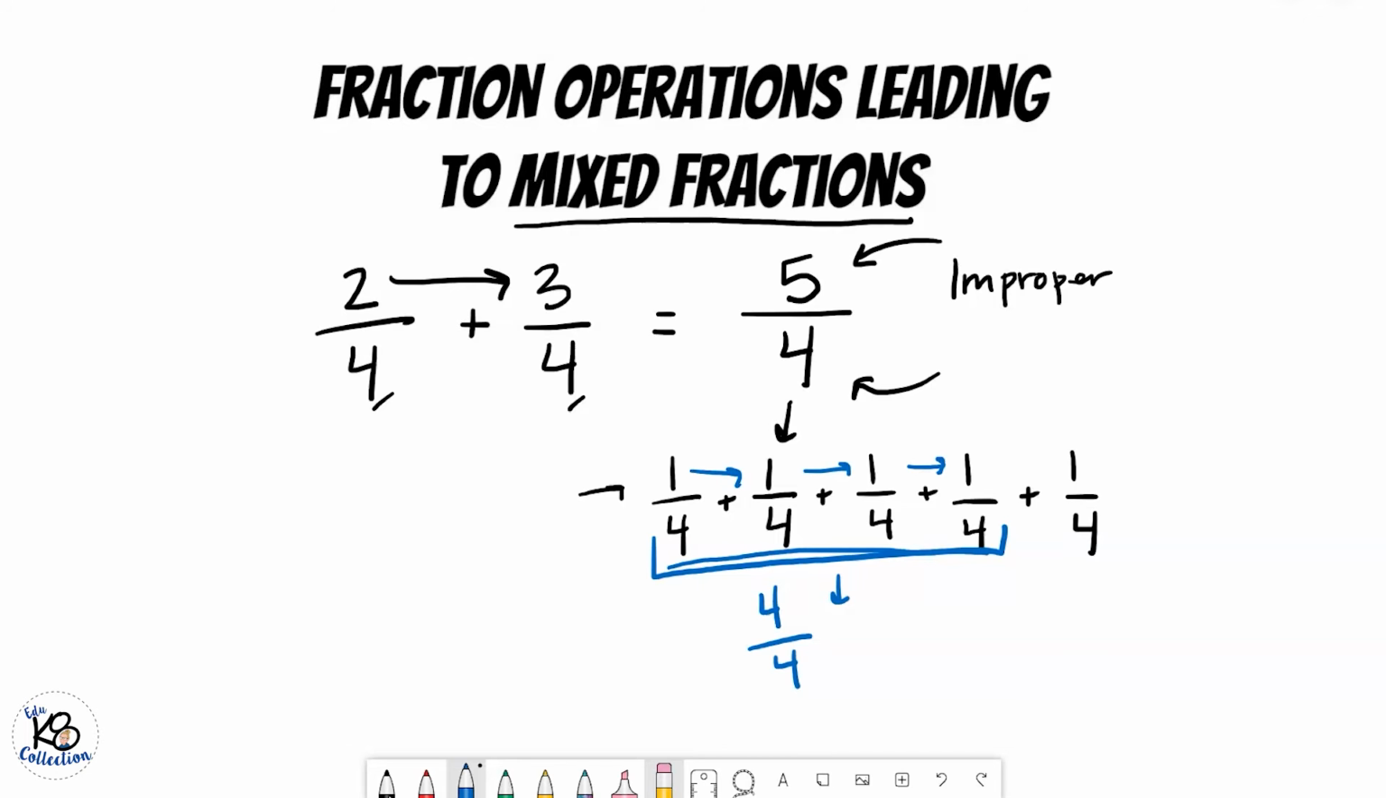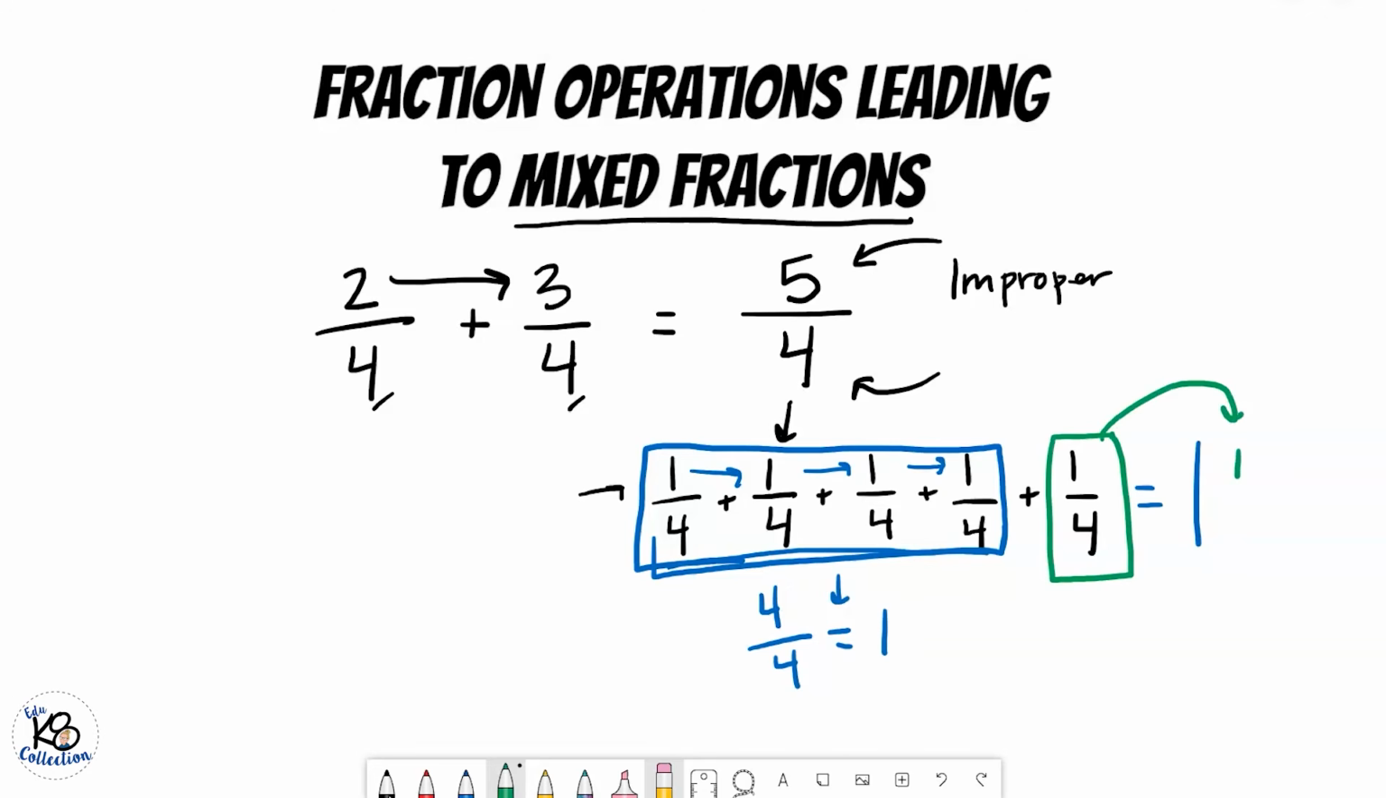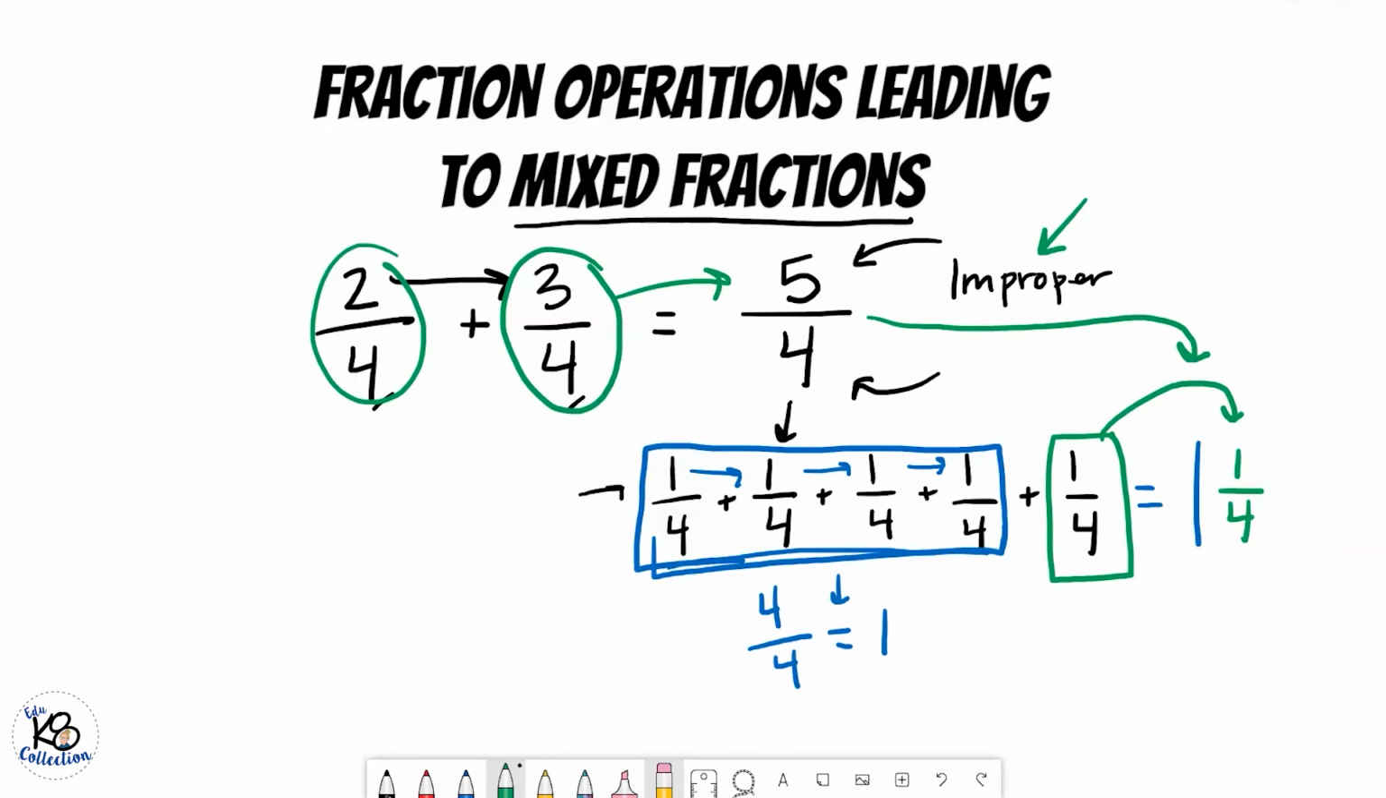I have created a fraction that is 4 over 4, and any number over itself is equal to 1. So I can group these 4/4 and change it into 1. So the 4/4 becomes a 1, and what I have left over is one more 1/4, which I just tack on to the end. So 2/4 plus 3/4 is 5/4, written as an improper fraction, and now I can change it into 1 and 1/4, which is a mixed fraction.